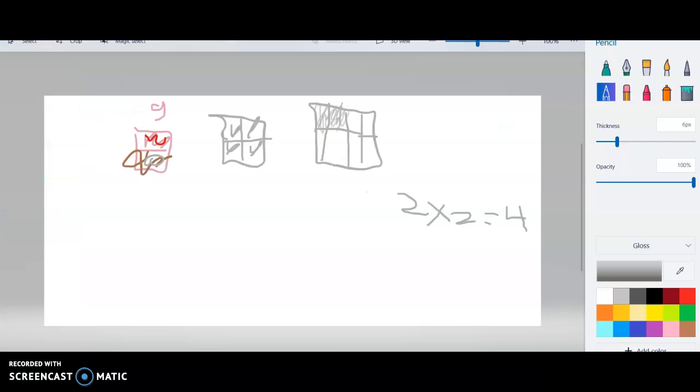Sorry about that. So, when 2 people eat theirs, how many are not shaded?